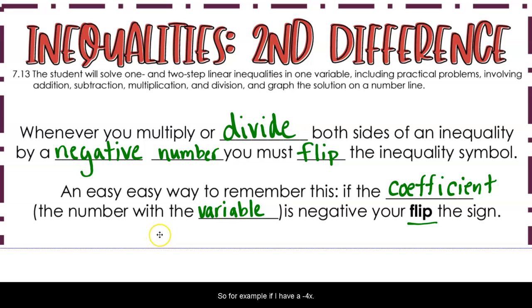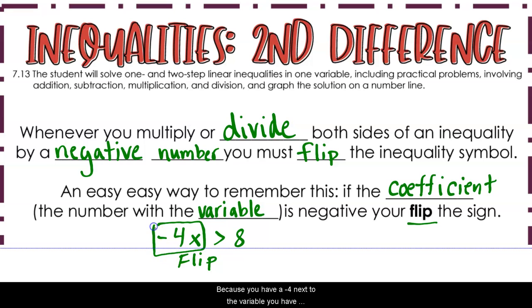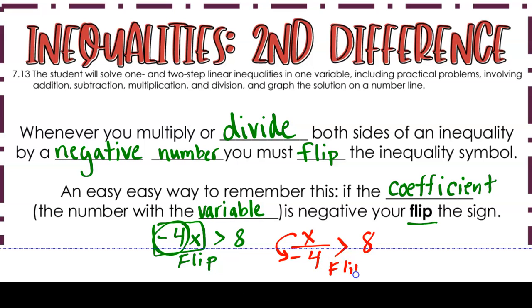So for example, if I have negative 4x is greater than 8, I'm going to flip it, because you have a negative 4 next to the variable, you have a negative number. It's also true when the variable has been divided by a negative number. So if I had x divided by negative 4 is greater than 8, the number that I'm dividing the variable by is negative, so this is also going to be a flip. And you'll see in the examples why this matters. So let's look at a couple of examples.